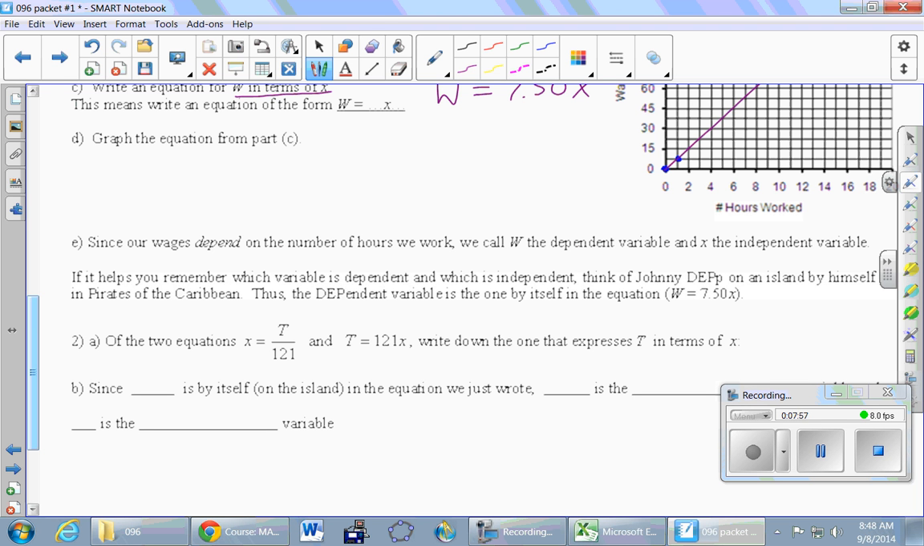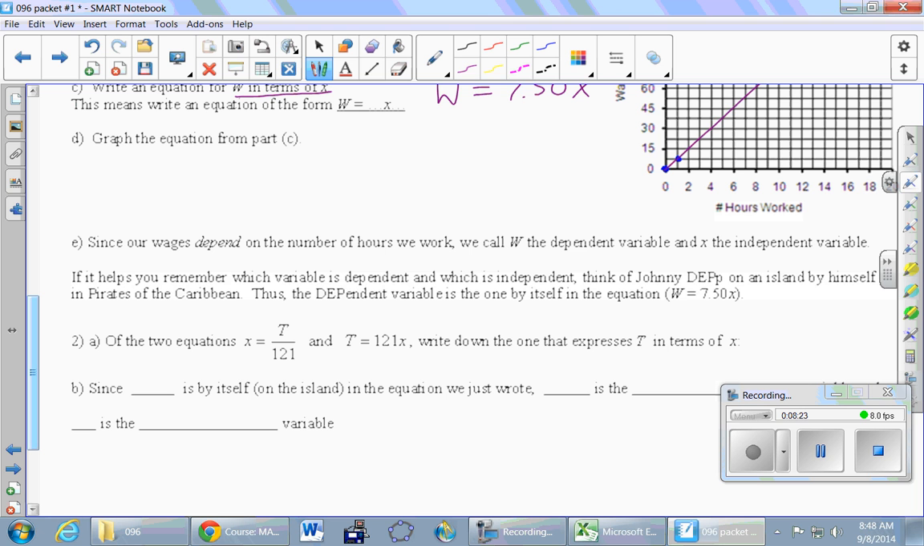Typically, it's the money depends on the hours, right? You go out and you work, and as a result, you get some certain amount of money, as opposed to somebody handing you a stack of money, and then you start working until you feel like you've earned that stack. So I think it makes sense to say that W depends on X. So we call W the dependent variable because it depends on the other. And then we call X the independent variable.